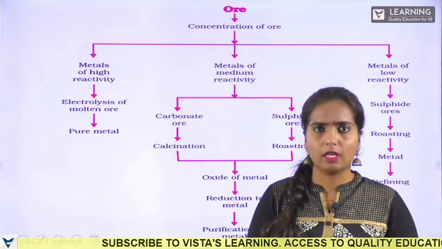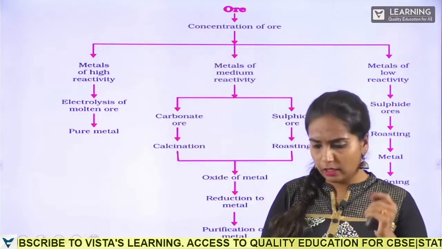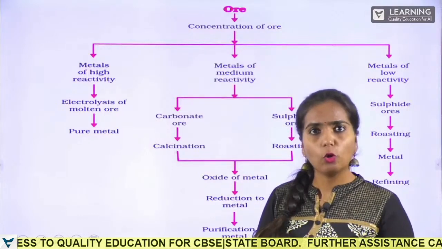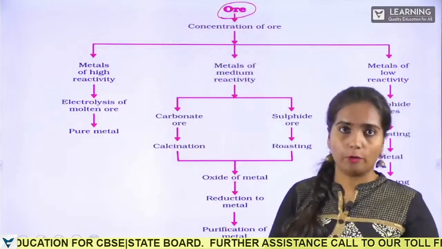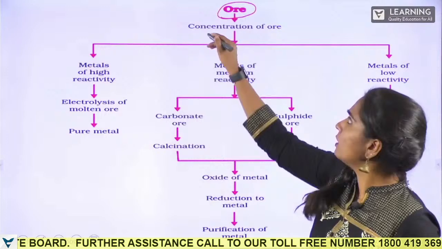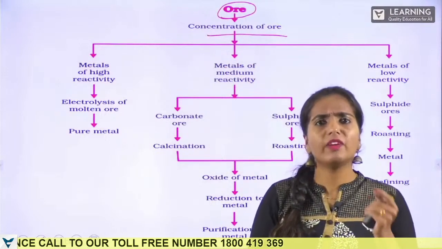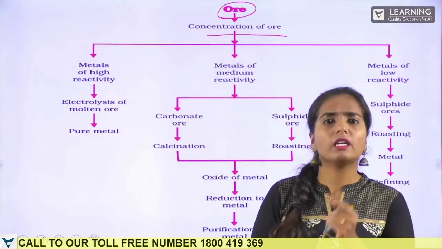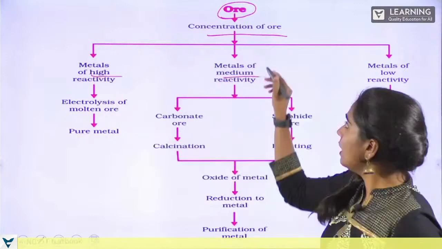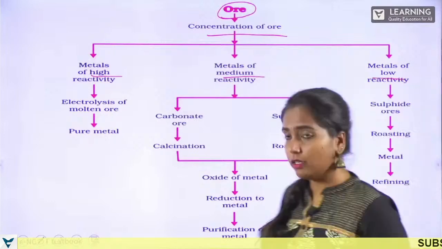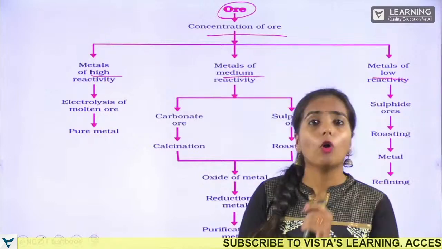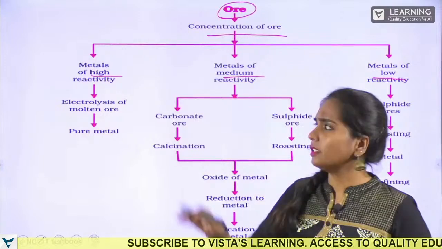Basically, how does the process happen? In a very simple way, I'm going to explain it. You know that we are taking the substance called ore. First, what are we doing? First, we are processing it with a concentration of ore. Then it is further divided into three types, as I told: high reactivity, medium reactivity, and low reactivity. These are the three types: high, medium, and low.